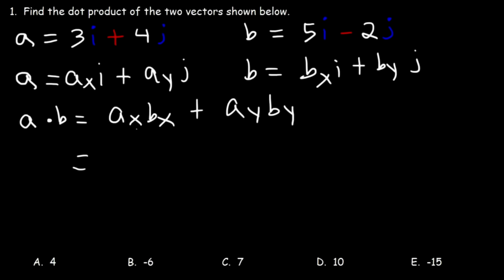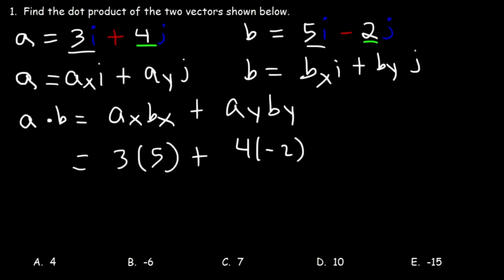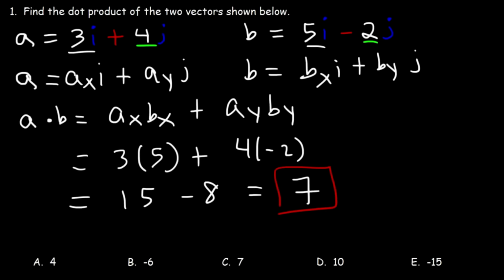So for this example, ax is 3, bx is 5, ay is 4, by is negative 2. So you've got to multiply the numbers in front of the i values next to each other and the numbers in front of the j values together, and then get the sum. 3 times 5 is 15. 4 times negative 2 is negative 8. 15 minus 8 is 7. So therefore, C is the right answer.